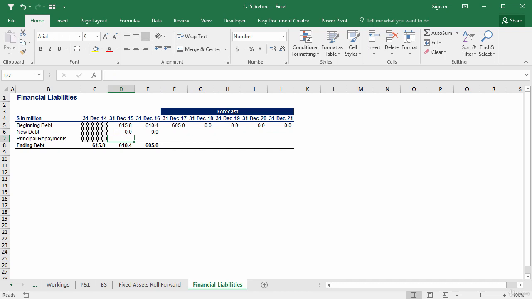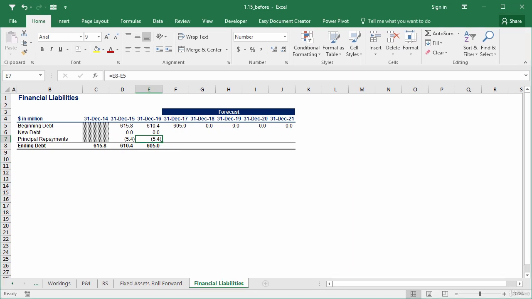Now we can calculate the amount of principal repayments that were made in 2015 and 2016. All we must do is subtract ending and beginning debt for the 2 years. Excellent. During the forecast period, things become more complicated.